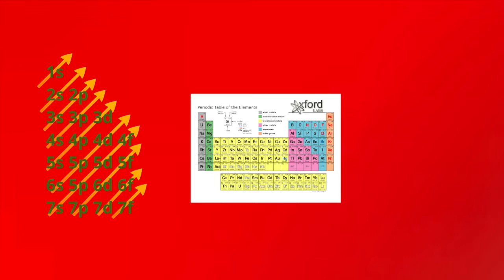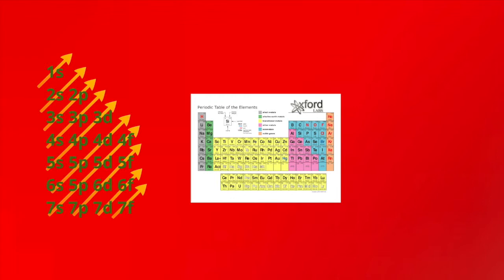In order to fill the electrons, you follow the arrows on the diagram on the left. So the first one filled is 1s. The last filled is 7f.